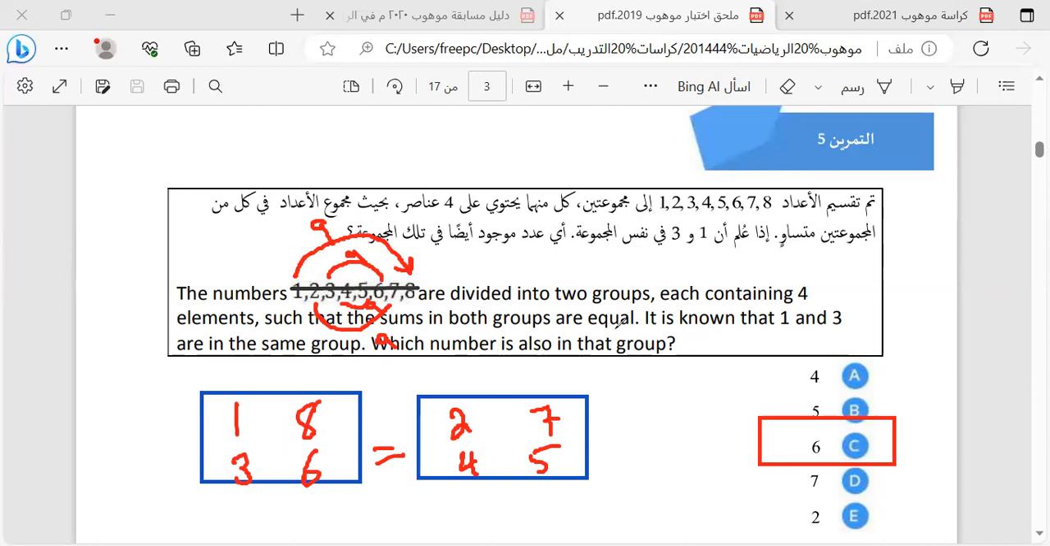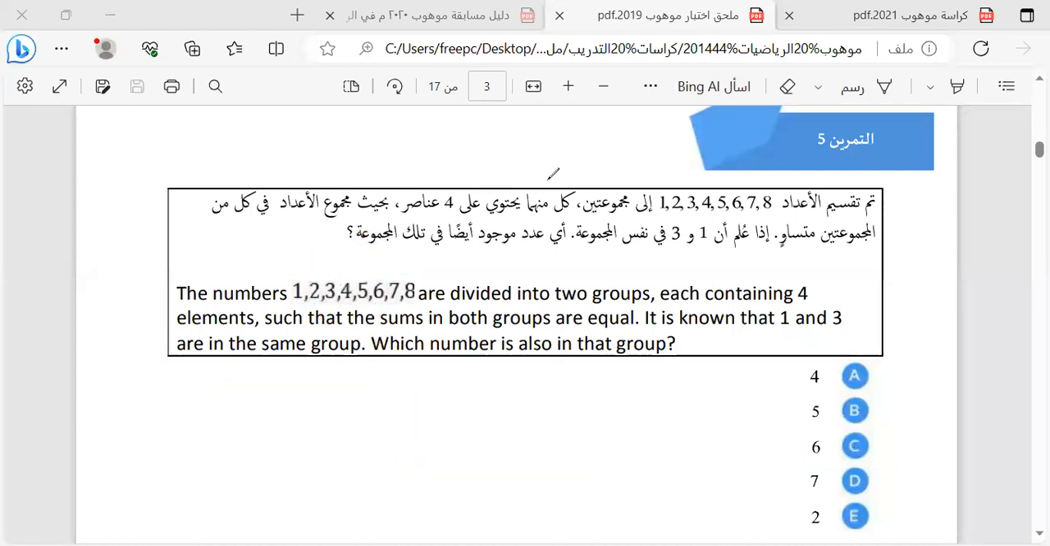Both groups are equal. So even if I put 1 and 8 and 2 and 7 in one group, and 4 and 5 and 3 and 6 in the other, it doesn't matter. Is it clear, my student? Do you want to repeat, or will we go to another question?